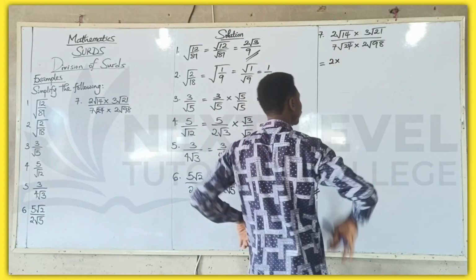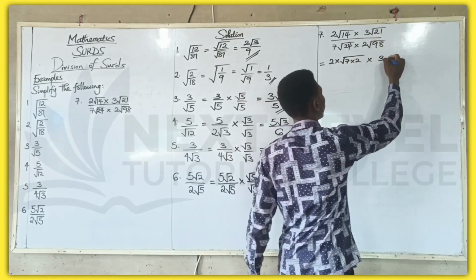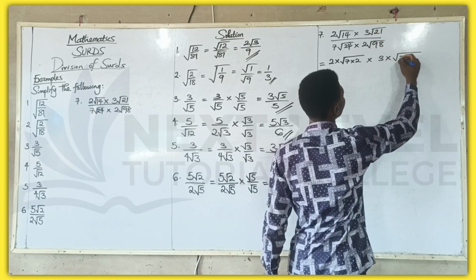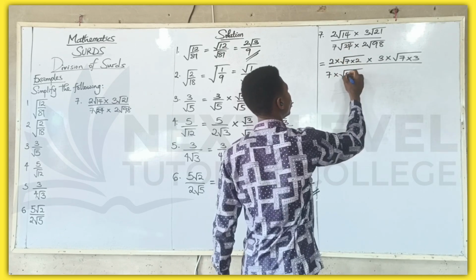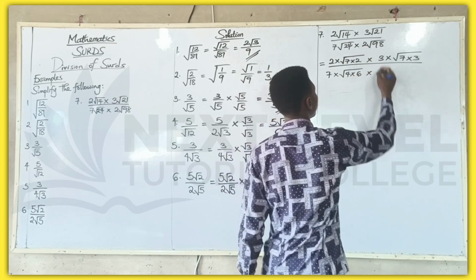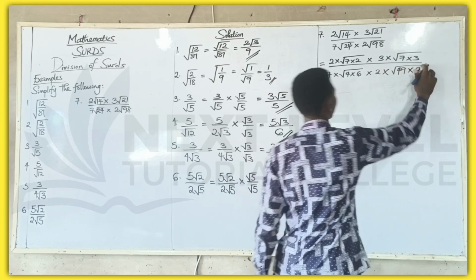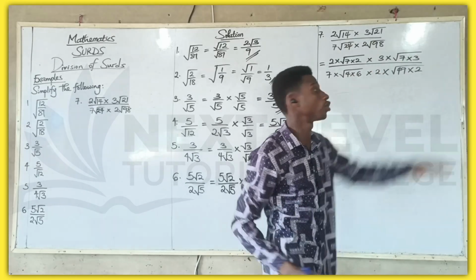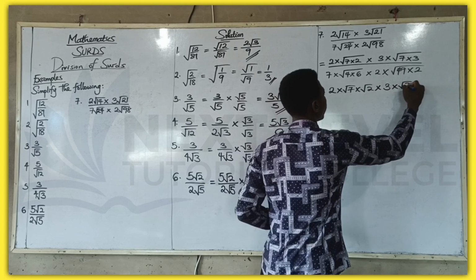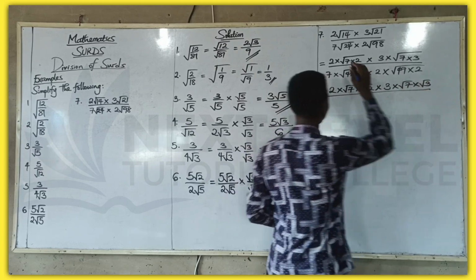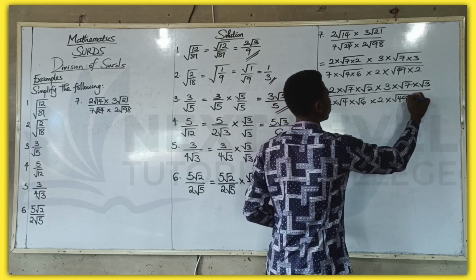This is 2 times root 14, which is root 7 times 2, times 3 times root 21, which is root 7 times 3, all over 2 times root 24, which is root 4 times 6, times 2 times root 98, which is root 49 times 2. 49 times 2 is 98. So now I'm going to separate all the roots and have 2 times root 7 times root 2 times 3 times root 7 times root 3, all over 2 times root 4 times root 6 times 2 times root 49 times root 2.